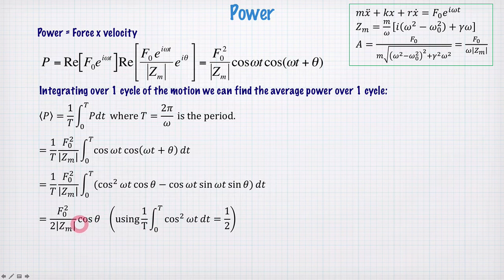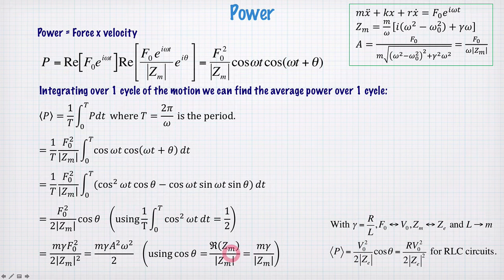Now I can simplify a little further by getting rid of the cosine theta, because theta is the argument of this complex number here, the mechanical impedance, or the negative argument, but we take the cosine. We don't care whether it's positive or negative. So we just want to find the argument of this complex number. So it's the real part divided by the absolute value. So substitute in that here, and we find we can get rid of this cosine theta to give this expression here. We get an extra factor of the absolute value of the impedance down here, and an m gamma up the top.